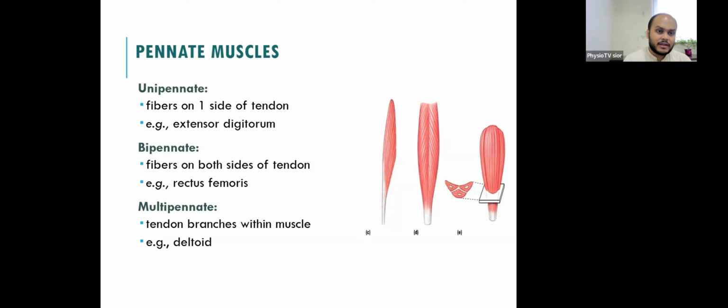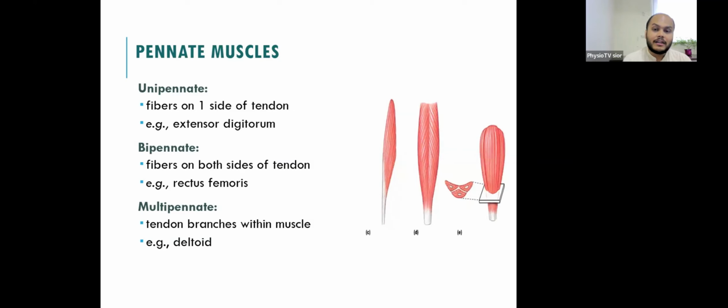Now, pinnate muscles are basically divided into types. The first is unipinnate, that is, fibers on one side of the tendon. The best example of this is the extensor digitorum muscle in the forearm. The next is a bipinnate muscle. To imagine a bipinnate muscle, think of a feather if you have ever touched one. A feather is one of the best examples of a bipinnate muscle. An example of a bipinnate muscle is the rectus femoris from the lower quarter of the body.